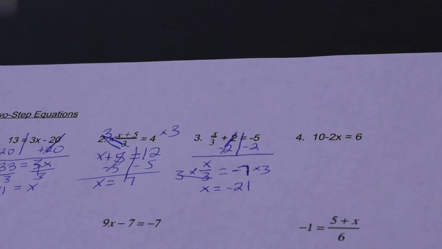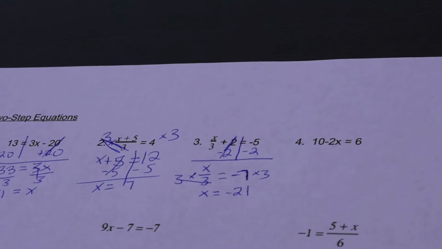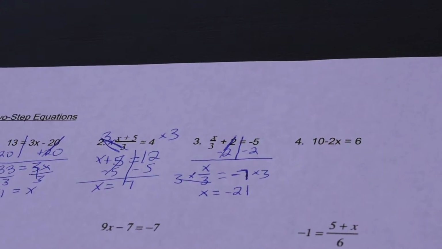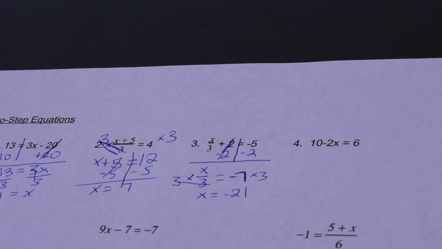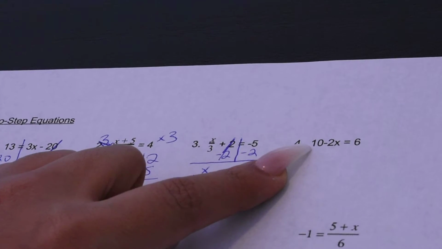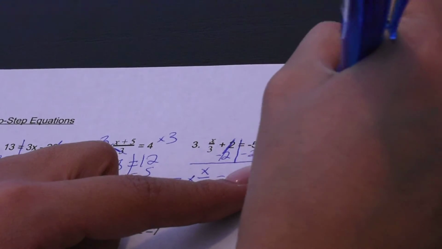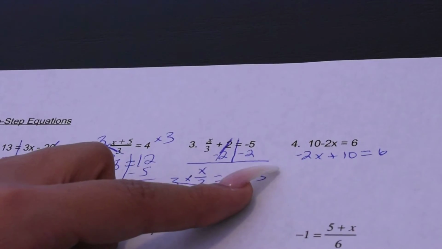All right, so this one's a little weird, right? So 10 minus 2x equals 6. This one's weird because my x is in the back. It's not in the front, right? So it seems like the last operation I say is minus 2x. But I have to get rid of that constant first, right? I have to get rid of this first. So I can rewrite this as negative 2x plus 10 equals 6 to help me out.